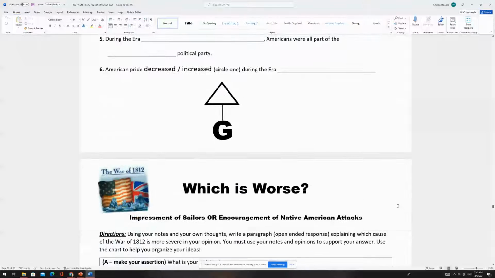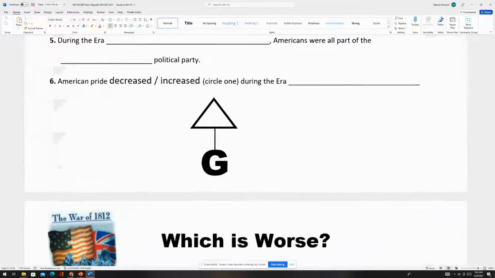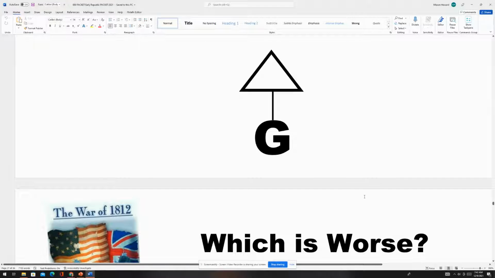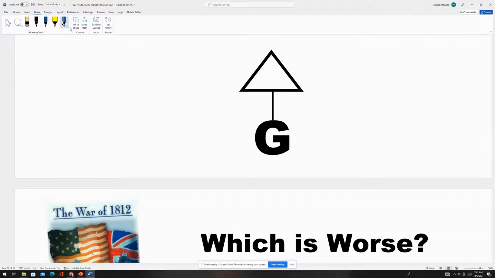Okay, now that you're done with the results, here's an easier way of memorizing the causes and effects of the War of 1812. This is going to be a brain drain. So you're going to do this. Okay, first off, in this brain drain, this is all about the War of 1812. So I'm going to write 1812 right here.